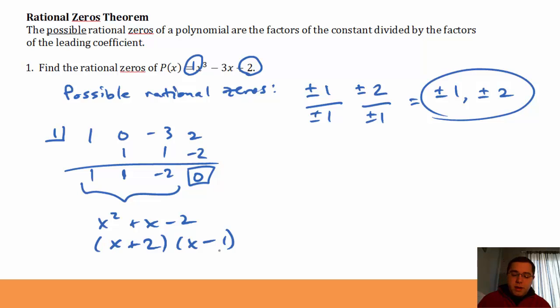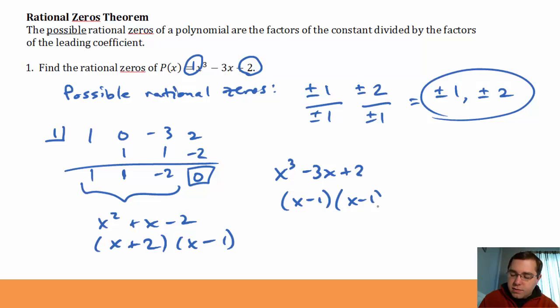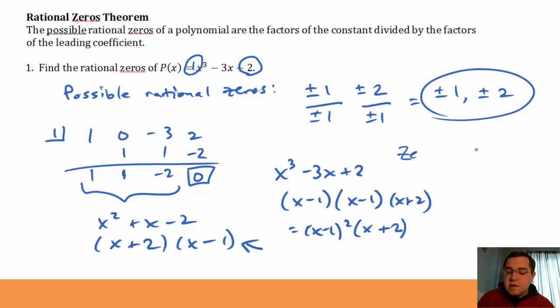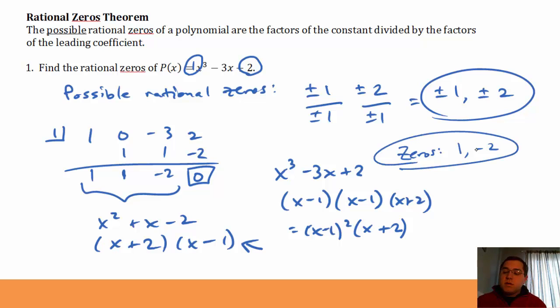So that means I could factor the original polynomial that I had, x cubed minus 3x plus 2, as x minus 1, which comes from the 1 that I divided by and found was a solution, and another x minus 1 from down here, and x plus 2. In other words, x minus 1 squared times x plus 2. And so my zeros are 1 and negative 2, where 1 has a multiplicity of 2. So I've completely solved that polynomial and found all of its zeros.